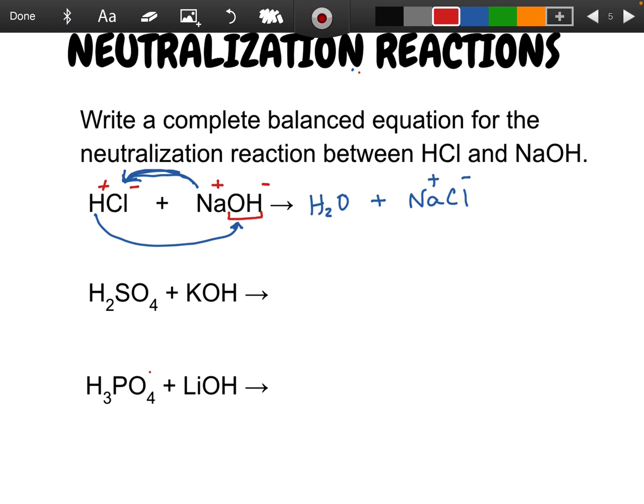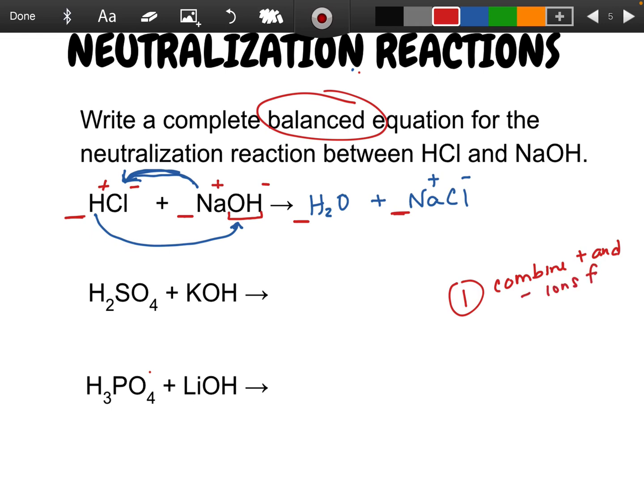All right, so then there's more. We have to write a balanced equation, so we can't just leave it like this. We have to add our coefficients to make sure that each side of the arrow is now balanced. So if you wanted to write steps down, you could say that you combine the positive and negative ions for the products.